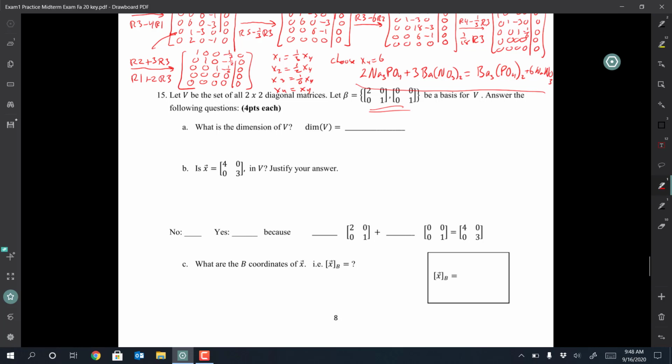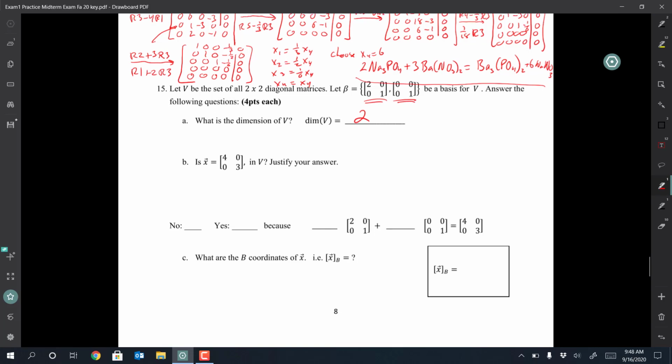Well, the dimension of a vector space is the number of vectors in its basis. In this case, there are 2 vectors in its basis. We have first vector, second vector in the basis. The dimension is 2. They're not asking for the dimension of the matrices, but the dimension of the vector space. Is this vector in the vector space?